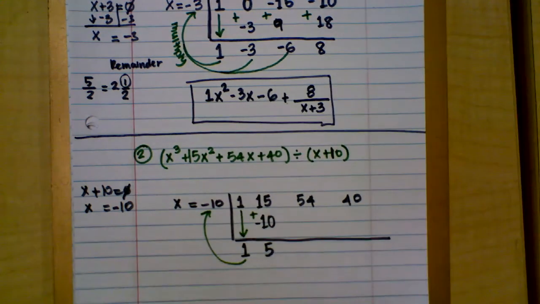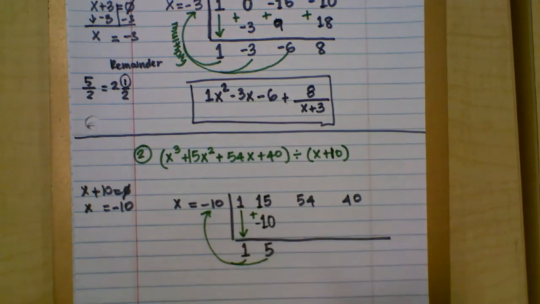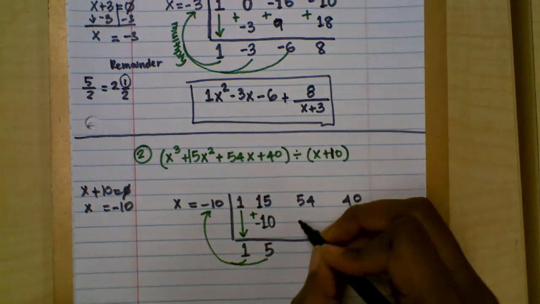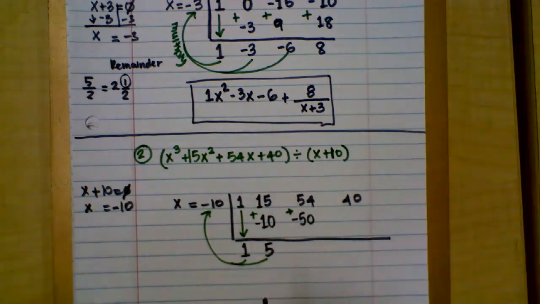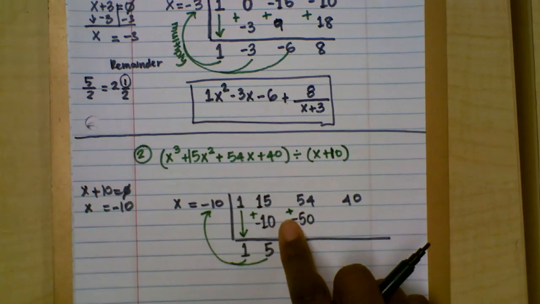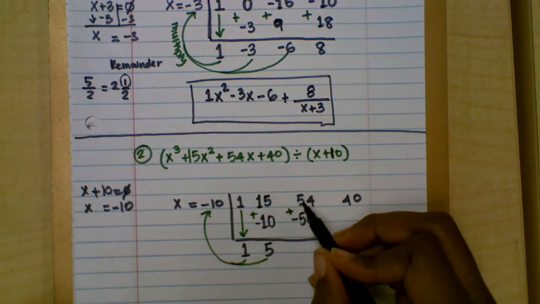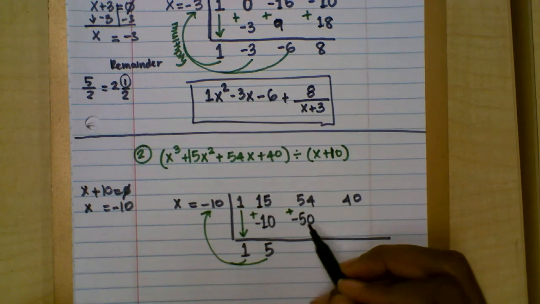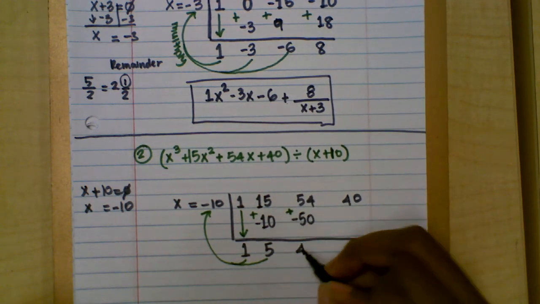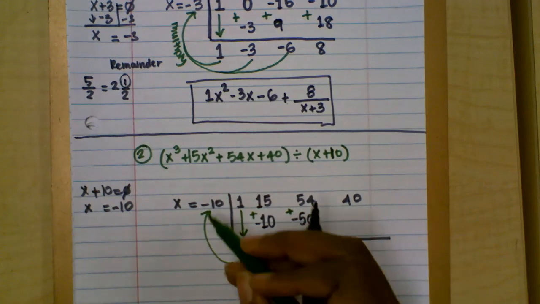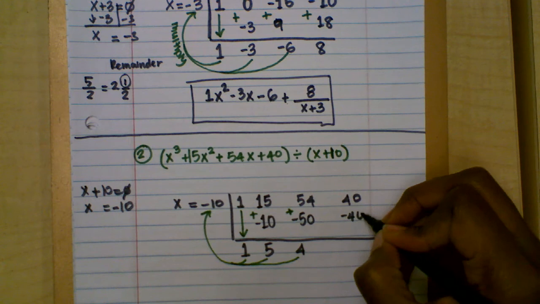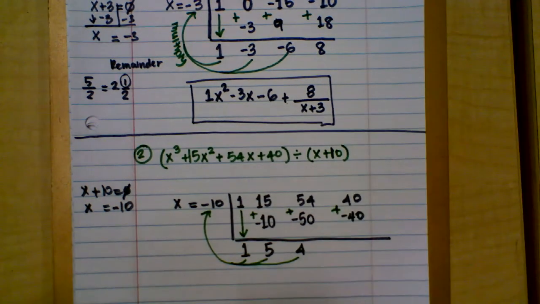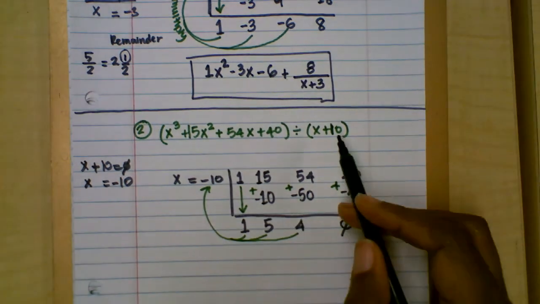Then you take the 5 and you multiply with negative 10, and you get negative 50. And you add those two numbers vertically. 54 plus negative 50 adds up to positive 4. Then you take the 4 and multiply with negative 10, and you end up with negative 40. And you add them together, and you end up with 0.